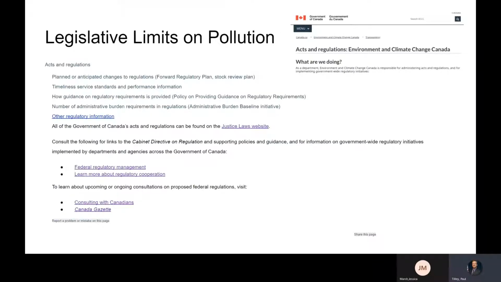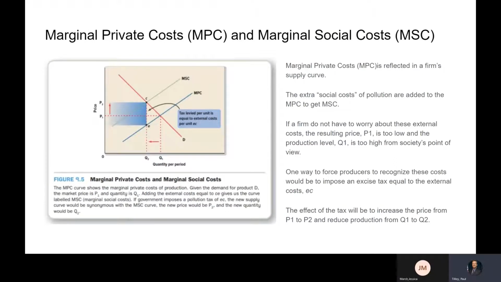So we've seen examples of this. Couple little terminologies there: marginal private costs, marginal social costs. This is the cost of producing one more unit. The private cost is to the firm. The social cost is the cost of it to society as a whole.